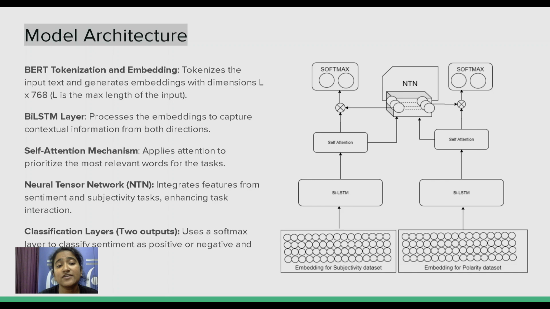Then comes the classification layer. There are two separate classification layers, which use softmax. One is for sentiment: positive, negative, neutral, and the other one is for opinion or fact. So that's pretty much about our model.